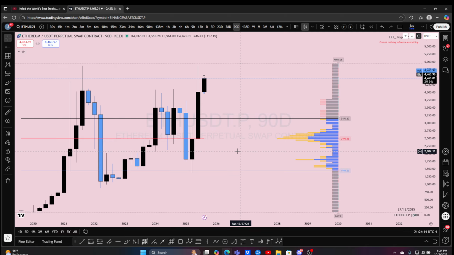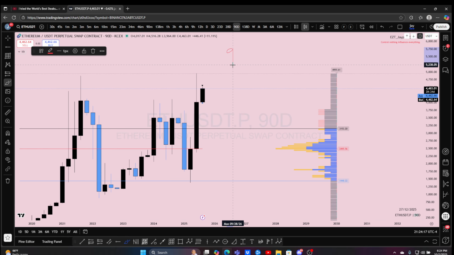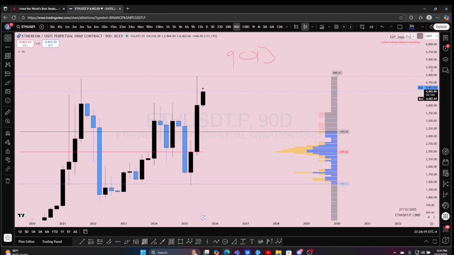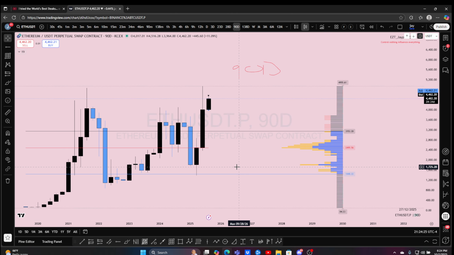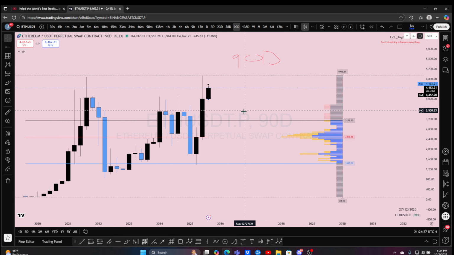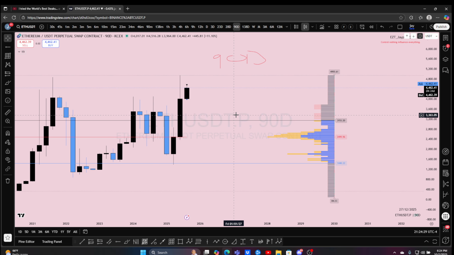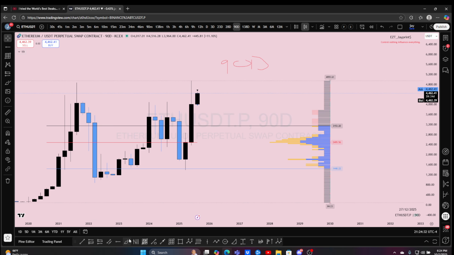So first, this is the 90-day chart, guys. You guys can see, right? Within the 90-day chart, you're going to have 4 candles in a year. Inside the 90-day chart, you're going to have 4 candles to make one yearly candle.